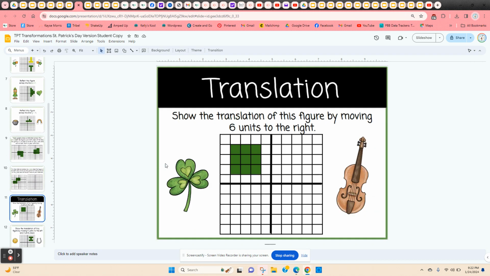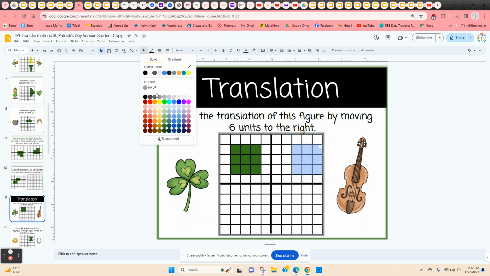Then we move into translation. So translation is moving a figure up, down, left, or right without changing its orientation. So the first one's pretty simple. They're just going to count this one moving 6 units to the right. So 1, 2, 3, 4, 5, 6. And again, fill it in with a color.